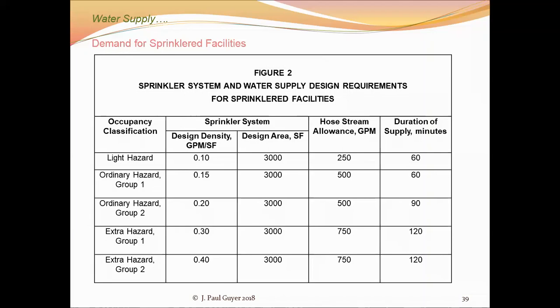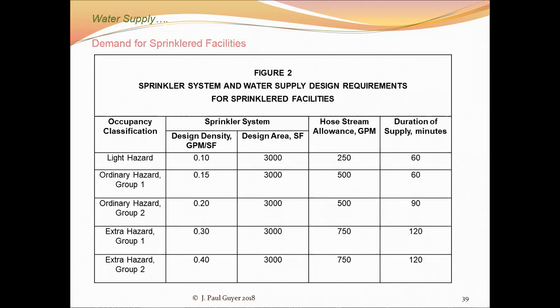So the assumption is that a fire of 3,000 square foot area has broken out in your building. The occupancy is light hazard. The density of water that you need to deliver to that fire is the 0.1 GPM per square foot, or for the 3,000 square foot design area, that means you need to deliver 300 gallons per minute of water to that fire. So that's the water needed for the automatic sprinkler system. Then there is the hose stream allowance.